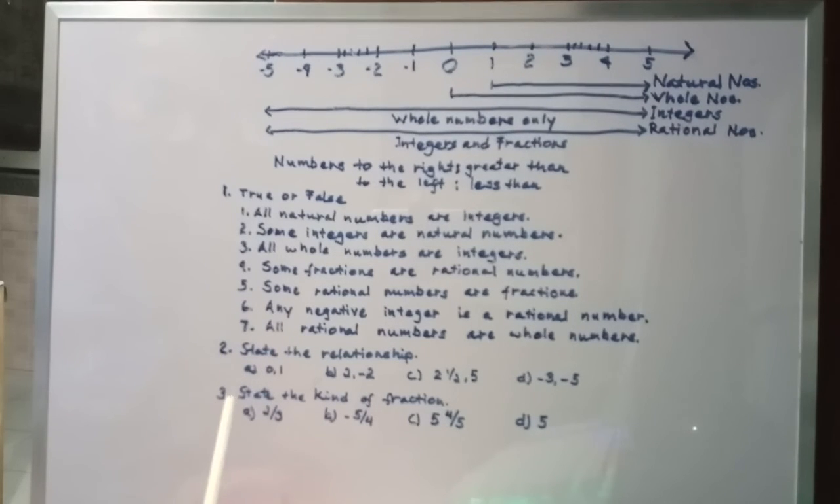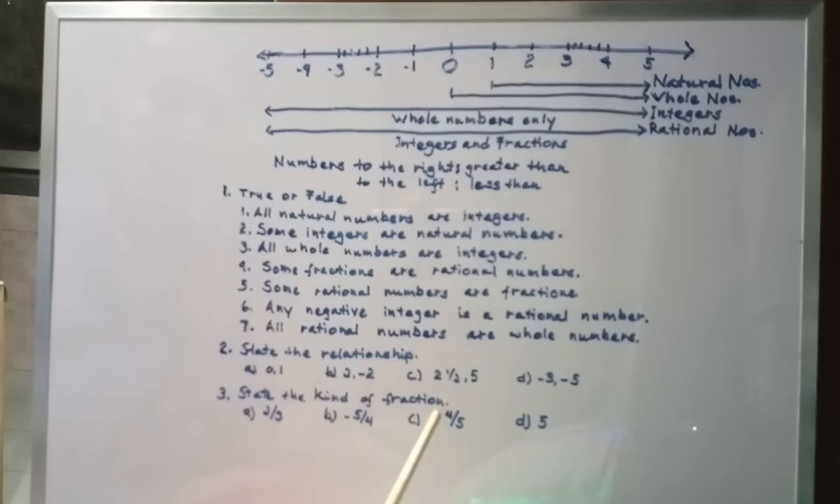Now, let's go to question number 3. State the kind of fraction. Letter A is 2/3. Numerator is less than denominator. Therefore, this fraction is proper. Letter B, 5 is greater than 4. Therefore, this is an improper fraction.